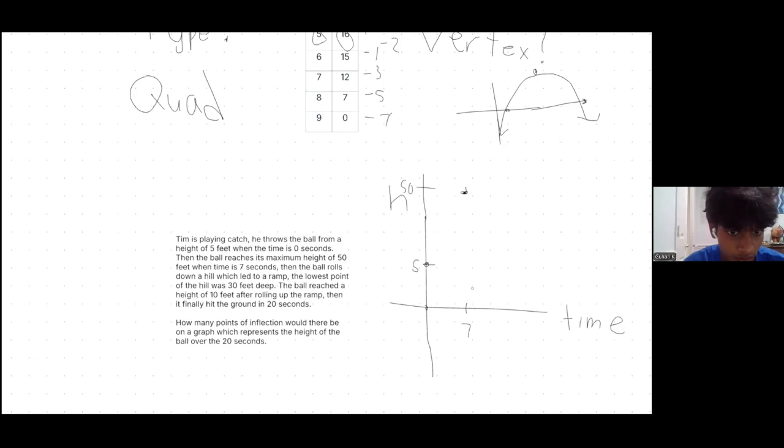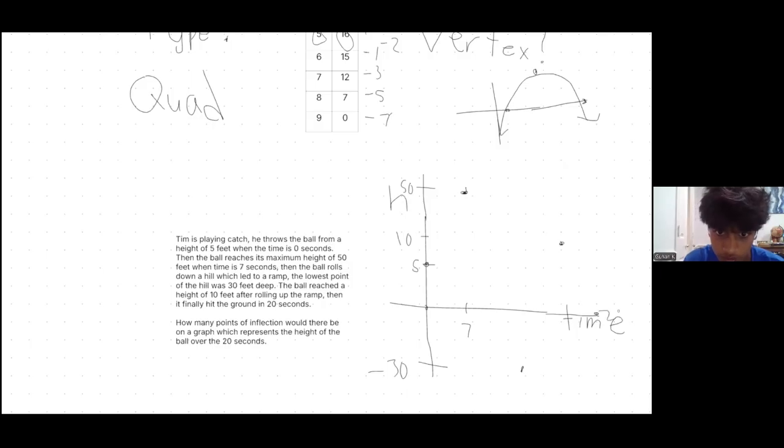And then our next point is that the lowest point of the hill was 30 feet deep. It rolled down a hill, which led to a ramp. So somewhere here, it rolled all the way down to -30 because the hill's 30 feet deep. We'll just say here, right? And then finally, let's extend this, by the way. Then the ball reached a height of 10 feet. So it is at 10. It's not proportionate, but it'll do. And then finally, it reaches the ground at time equals 20 seconds.